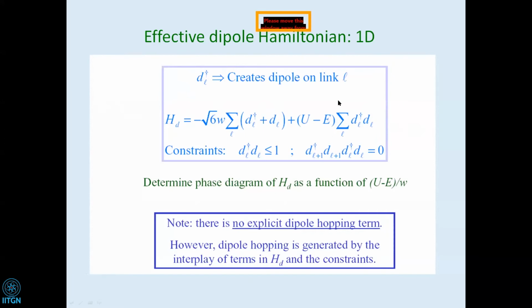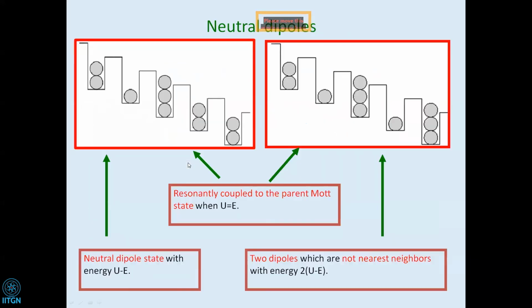But this model becomes non-integrable because you have constraints. So what are the constraints? The constraints are that you can only form one dipole on a given link. If you try to form two, you find that the energy it costs to form two dipoles on a given link is way larger, and it's not a part of this low energy subspace. It requires way larger energy, because it would be something like U minus 2E, which is large in energy.